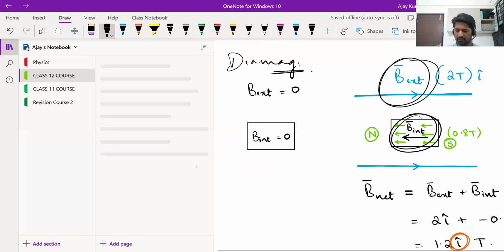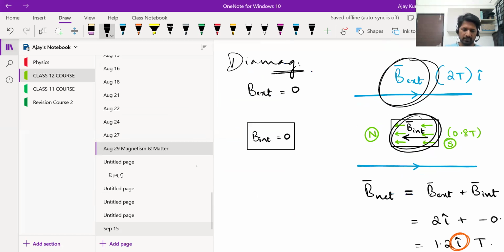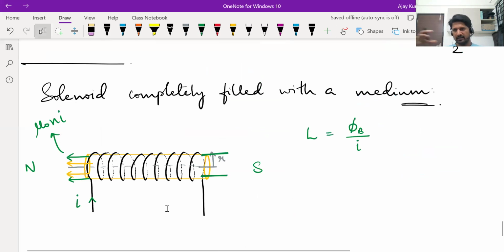So depending on the type of material with which you fill the solenoid, you may get additional field in the same direction as mu naught Ni. You may get additional field opposite to mu naught Ni also, but the field will get disturbed somehow. Net field will be disturbed. And if net field is disturbed, net flux will be disturbed. That is how self-inductance depends on the medium. If flux is disturbed, inductance is disturbed. That's why it depends on the medium.